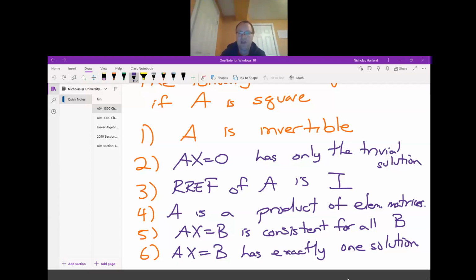So if A is not invertible, what does that tell us about the consistency of AX equals B? So does that mean that it is inconsistent for all B? Right. It means that it's inconsistent for some. It still might be consistent for some, but it's inconsistent for others, which might naturally lead to the following question.